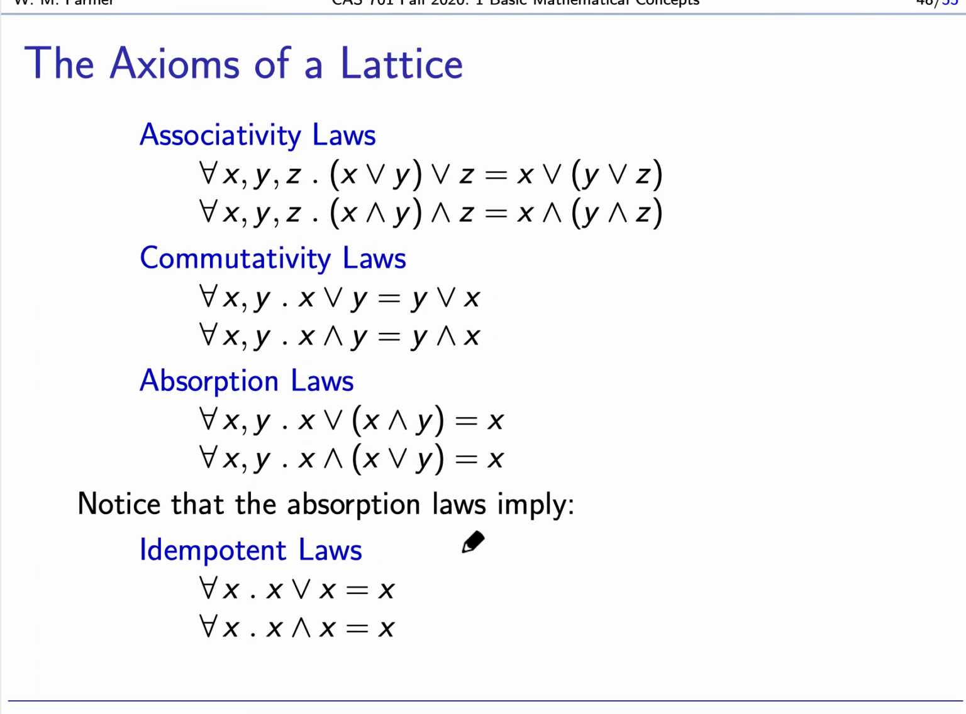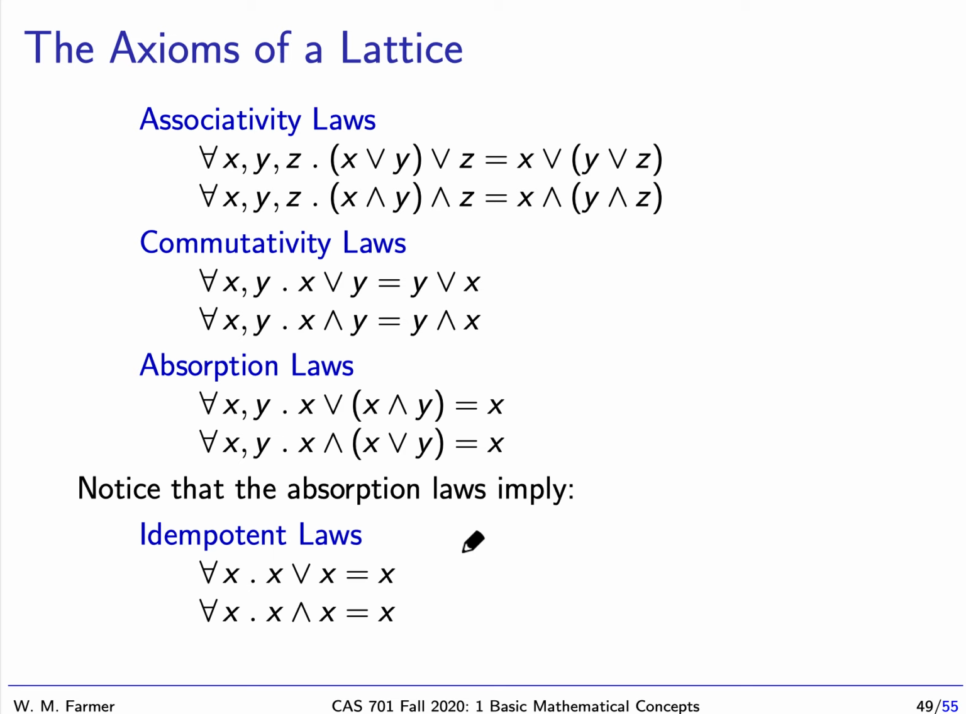Okay, so here are the axioms of a lattice. We have associativity laws, commutativity laws, and absorption laws. And from the absorption laws, we can derive the idempotent laws, which basically say the join of a value with itself is itself, and the meet of a value with itself is itself.